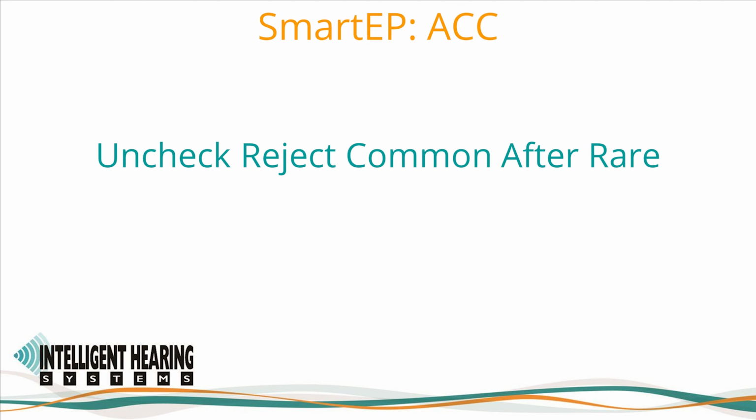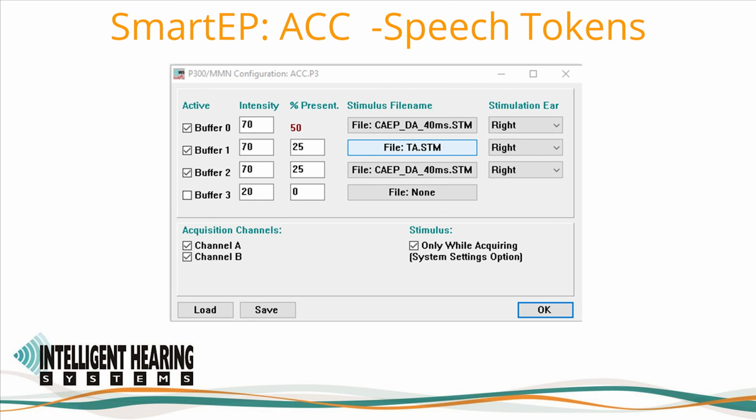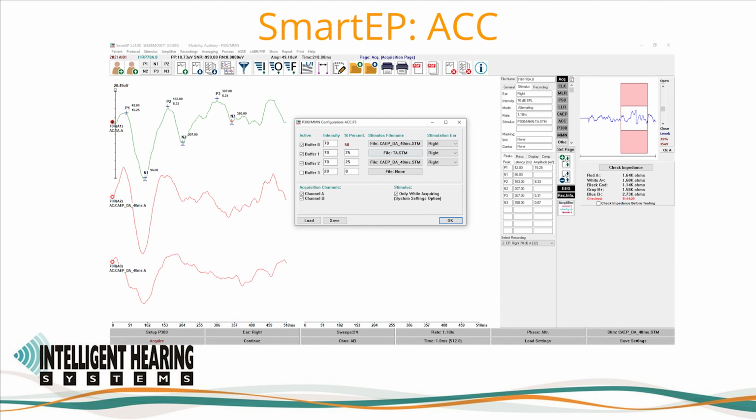For this type of testing, reject common after rare is not checked or selected. Then your speech tokens are loaded and the stimulus presentation percentages are set, and the setup module is configured. Here you can see sample ACC recordings based on the setup configured.